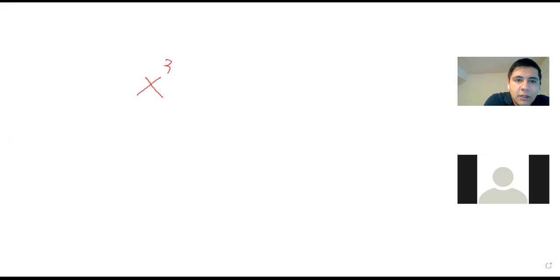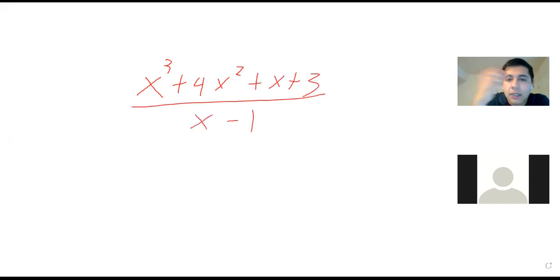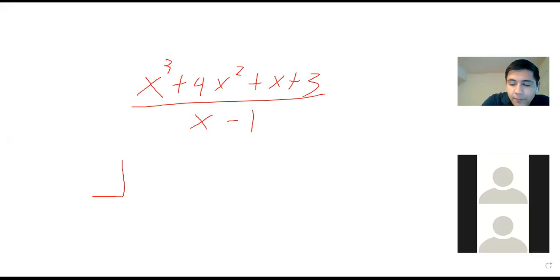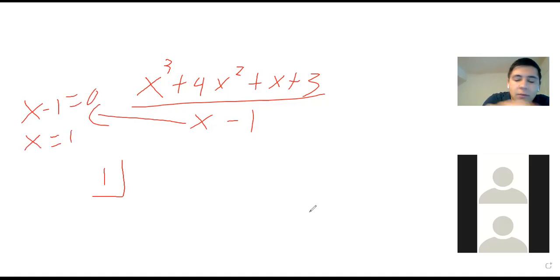x cubed plus 4x squared plus x plus 3, divided by x minus 1. Okay, we're going to do our synthetic division, and with that, we have to decide what's going to be inside the box, right? What's going to be our divisor. So, I thought it was going to be +1. It is +1, right? And the reason why is because we get x minus 1 and we set it equal to 0. When we solve for that, x equals +1.